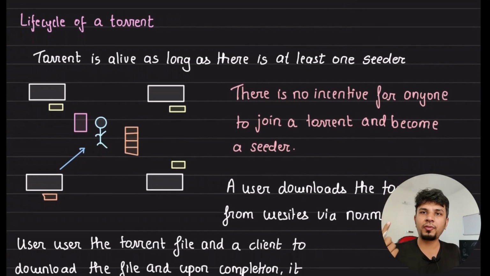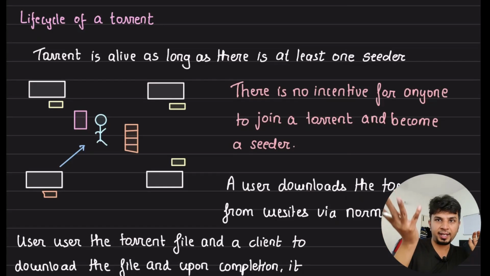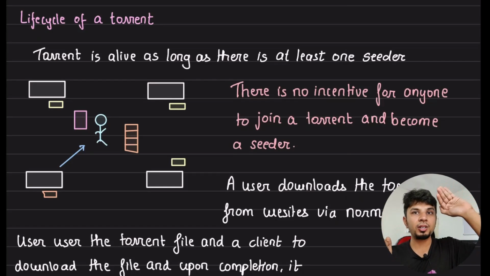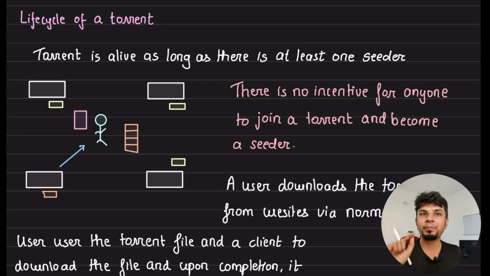So the life cycle of a torrent file is pretty simple. Seeders are seeding the data in the network, right? And so long as you have at least one seeder in the network who is serving the file, your torrent is alive. Otherwise, your torrent is dead, right? So it's very important in your network to have at least one seeder. Otherwise, no one would be able to download it, right?